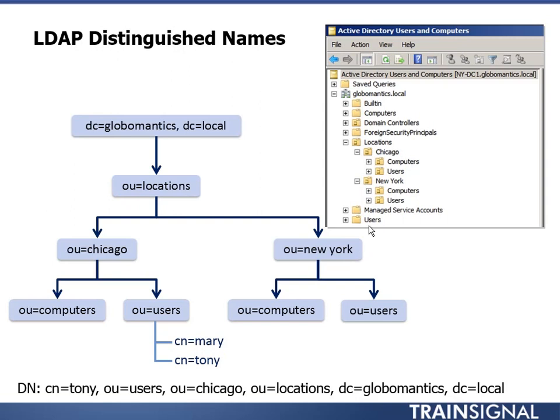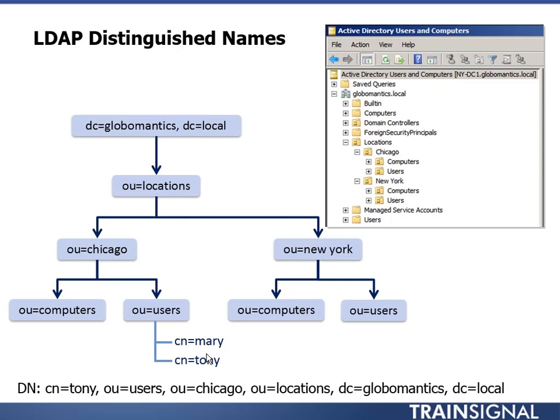And in the Microsoft implementation here, you can see those mapped to these little folder-looking things. And each of these separate location organizational units within it has more organizational units for computers and users. And if you wanted to drill into particular usernames, well, you'd have to go all the way to the bottom here. For example, here are common names, CNs, for Mary and Tony.